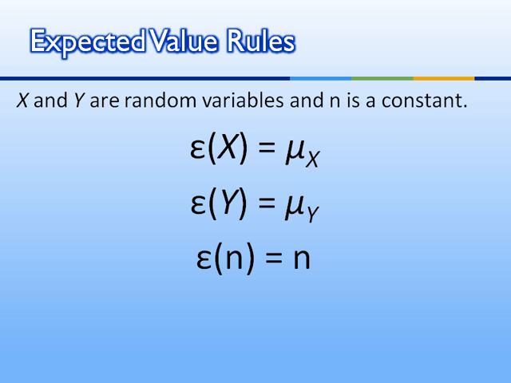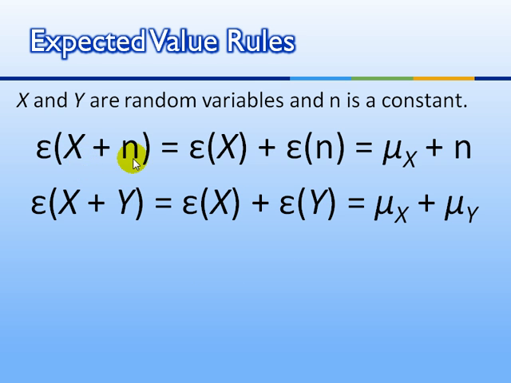Suppose we have two variables, x and y, and they're random variables, and then we also have a constant that we'll call n. Now, this epsilon, this Greek letter e, is not multiplied times x here. It's a function of x. So the expected value of x is the mean of x. This funny looking u is a Greek letter mu, and this subscript x means the mean of x. So the expected value of x equals the mean of x. The expected value of y equals the mean of y. The expected value of a constant n equals the constant n.